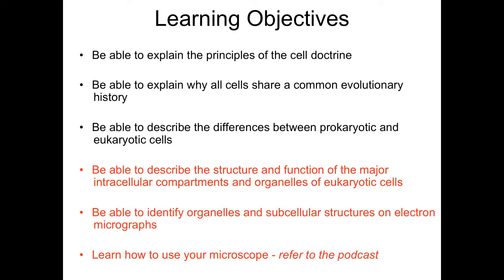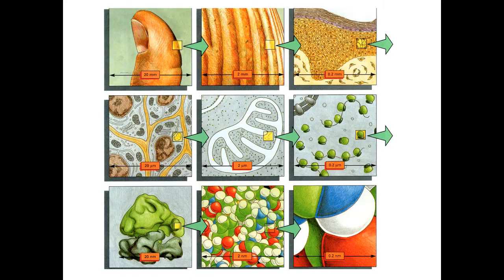You should be able to identify organelles and subcellular structures on electron micrographs, and this is an overarching learning objective for our course. You might want to start becoming familiar with how to use a light microscope. We have a podcast on iTunes that can help you with that.